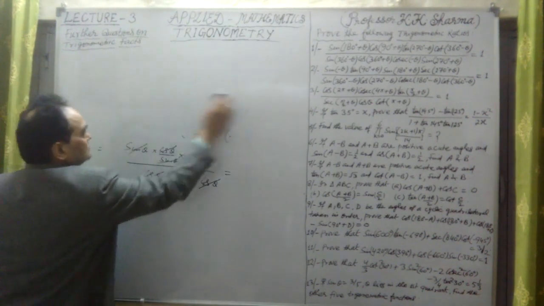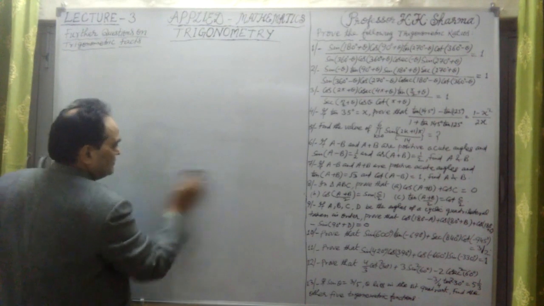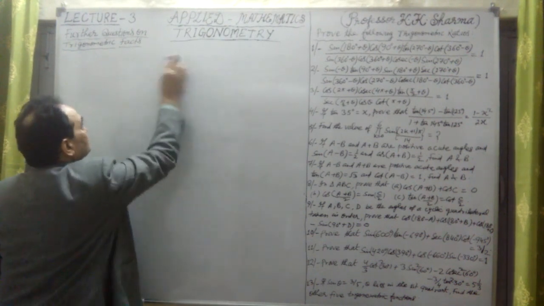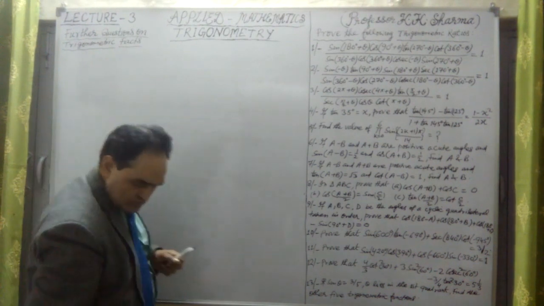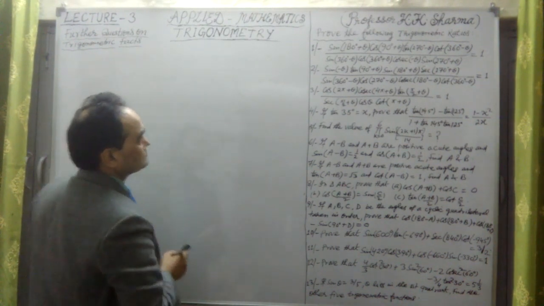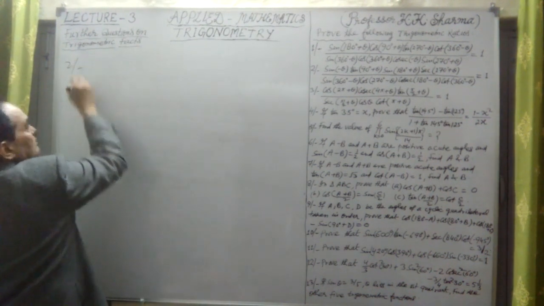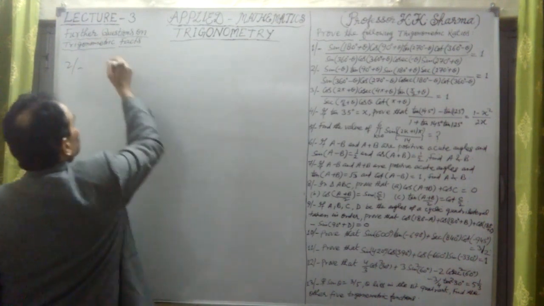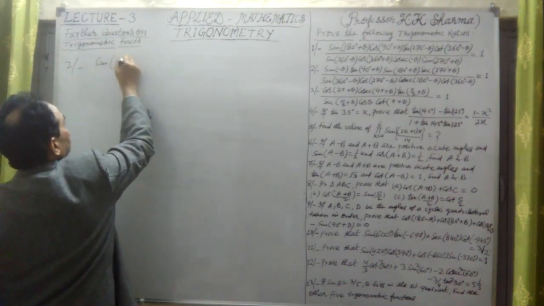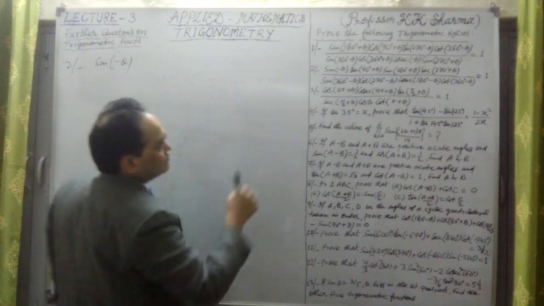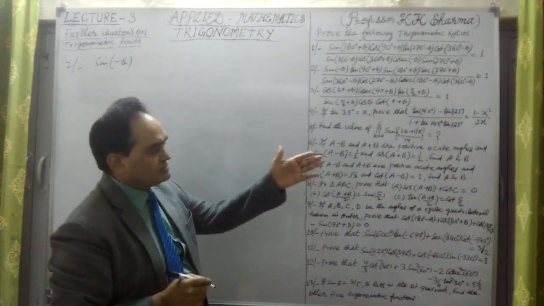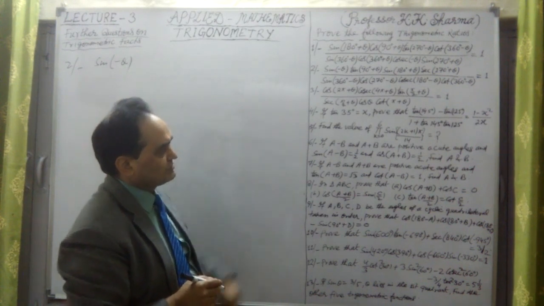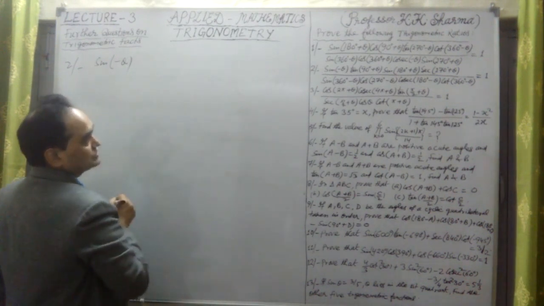Now second question, let me take. The second question is also about deciding the ratios. Question number two. Again, let me write, this is sine of minus theta. We have to solve all these through the following trigonometric ratios. Proof means the right hand side is given, so we have to show that the left hand side is equal to the right hand side. That's the point here.